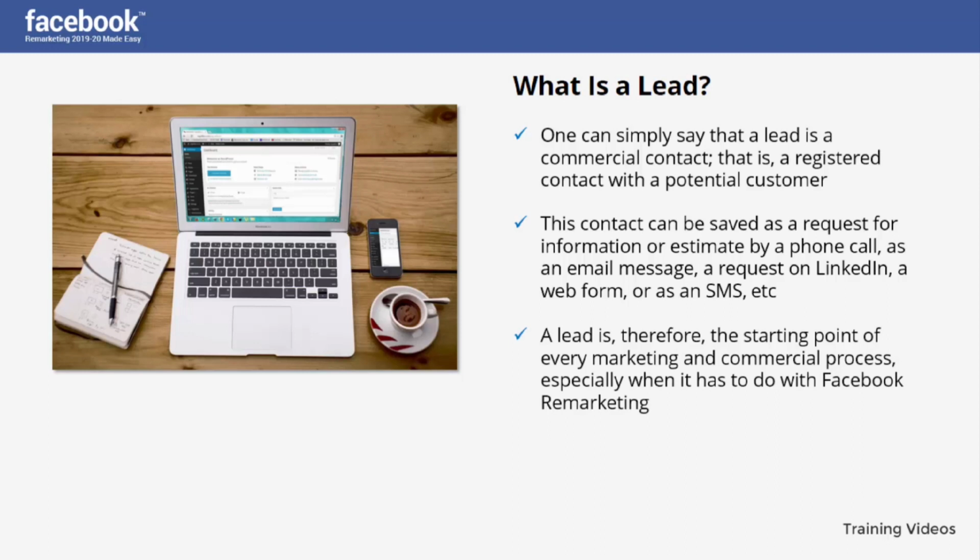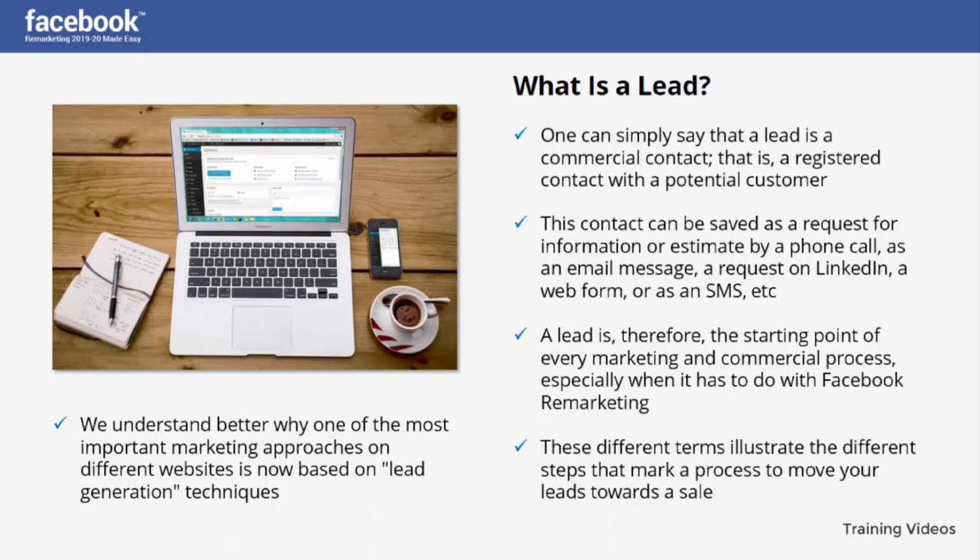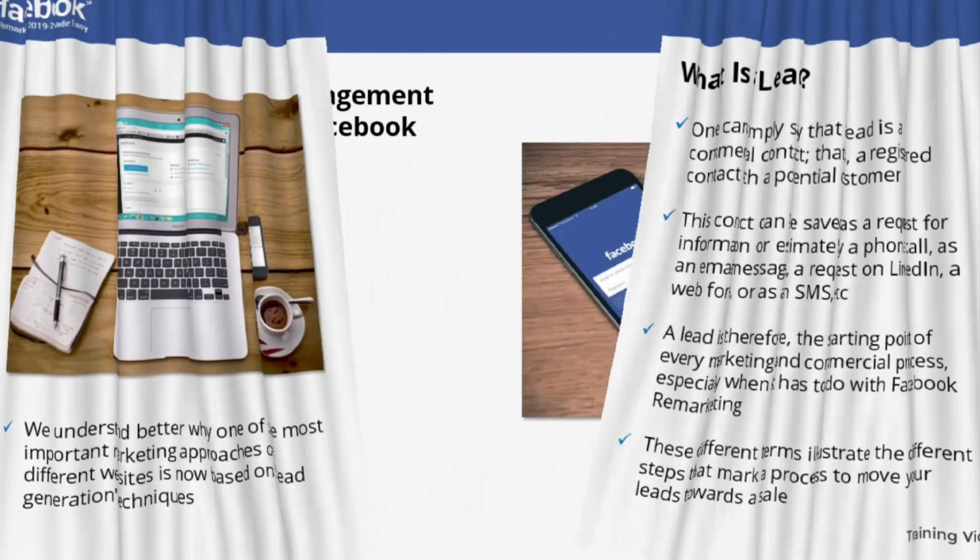A lead is, therefore, the starting point of every marketing and commercial process, especially when it has to do with Facebook remarketing. It is likely to become a qualified contact, that is to say, a prospect who has the potential to become a customer. These different terms illustrate the different steps that mark a process to move your leads towards a sale. You will indeed be called to implement this process to develop your business through digital and especially the internet. We understand better why one of the most important marketing approaches on different websites is now based on lead generation techniques. But what is the best technique to use?